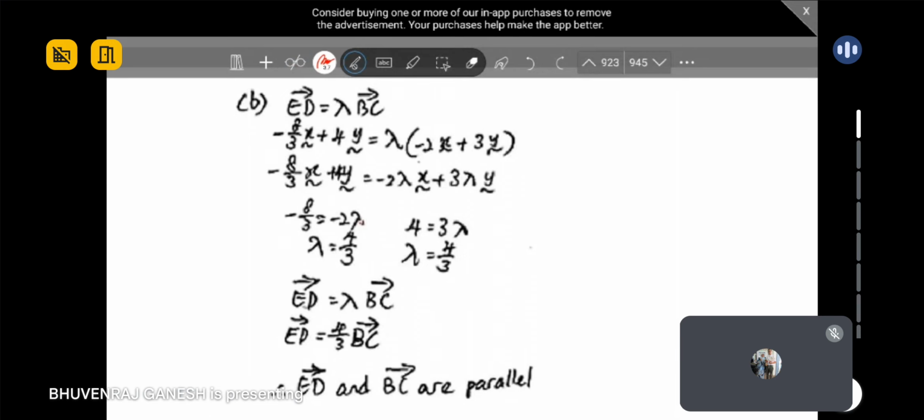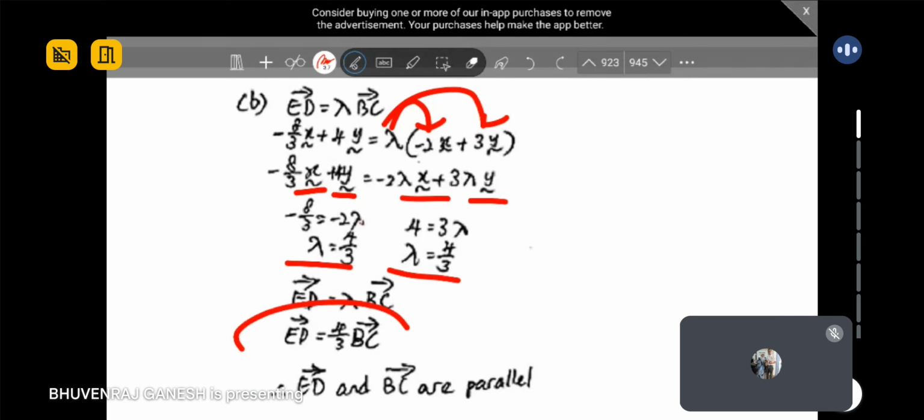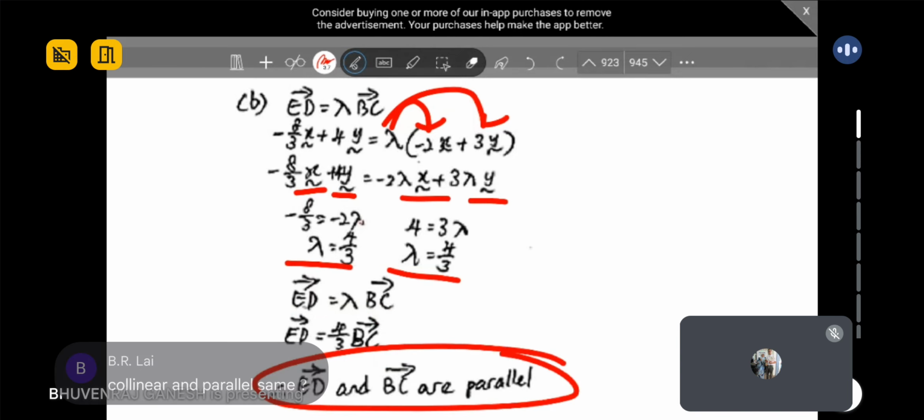Okay, so you just substitute like this, expand lambda, kembangkan lambda masuk dalam, and then you compare your coefficients, guys. For x, you compare with x, y, compare with y, something like that. Left hand side, right hand side. Bandingkan belah kiri dan kanan persamaan. Okay, so when you compare, you will get lambda equal to 4/3. Okay, so means that ED equal to 4/3 BC. Okay, so kamu dah buktikan lah kedua-dua ni adalah selari. Both of them are parallel.